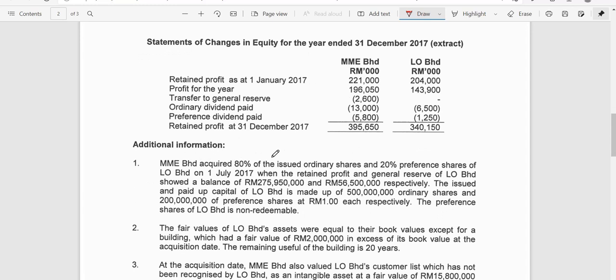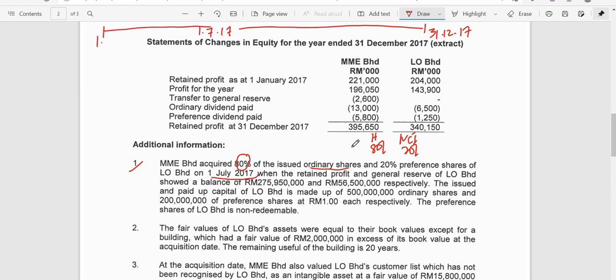And you have the additional information that informs you on some acquisition here in number 1. You have information of acquisition of the issued ordinary share. The holding percentage is 80%, NCI is 20%, and that happens on 1st of July 2017. So if you look at what I just mentioned earlier, 1st of July 17 is the date of acquisition, and you have been informed that the year end is 31st of December 17. So the beginning of the year is 1st of January 17. So this is the date of acquisition.